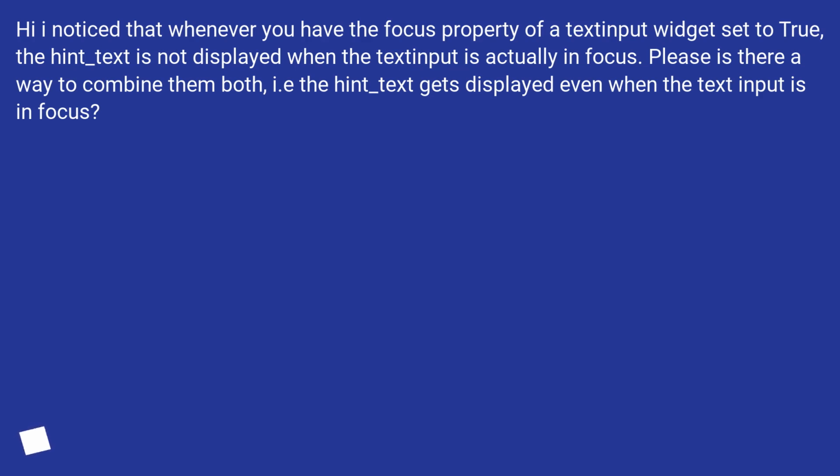Hi, I noticed that whenever you have the focus property of a text input widget set to true, the hint_text is not displayed when the text input is actually in focus. Please, is there a way to combine them both, i.e. the hint_text gets displayed even when the text input is in focus?